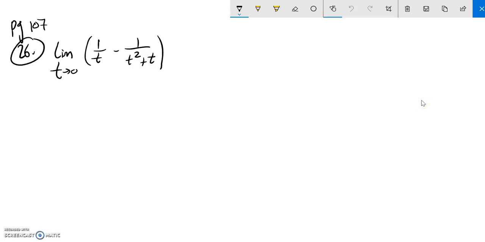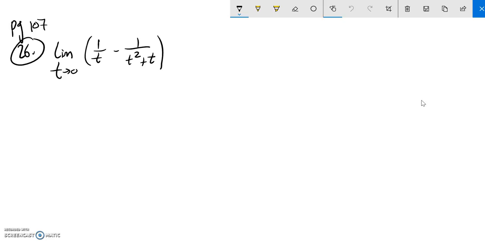This is Math 151. This is problem number 26, page 107, section 2.3. And we are looking for the limit of this function as t approaches 0. And if you'll notice, if I try and do this piece at a time, I'm not going to get anywhere.